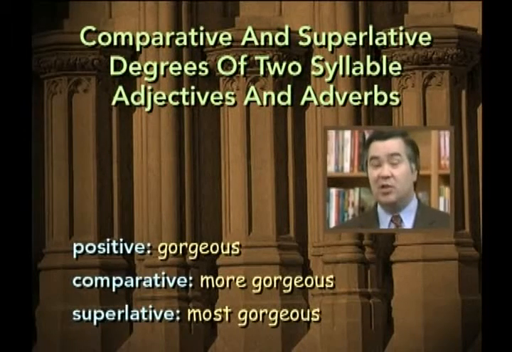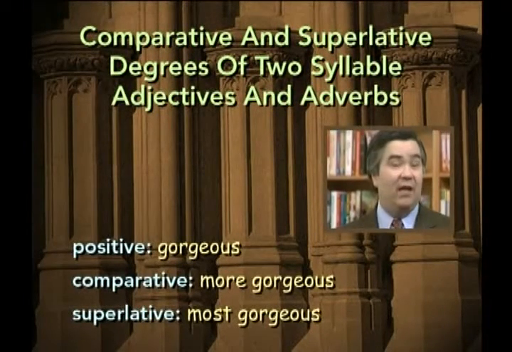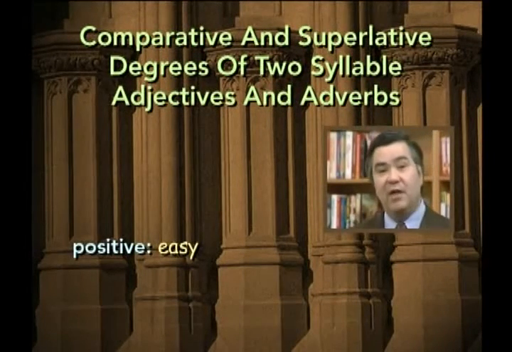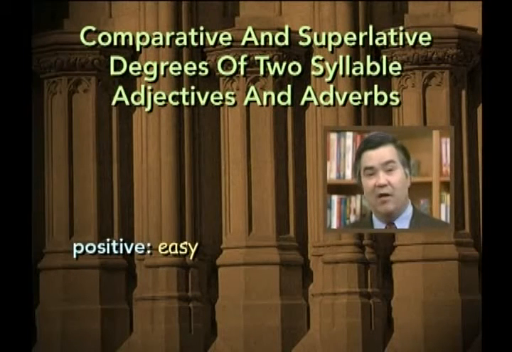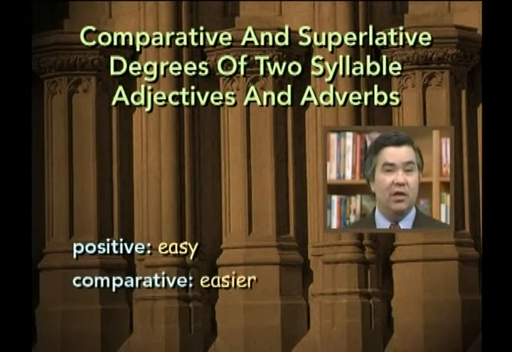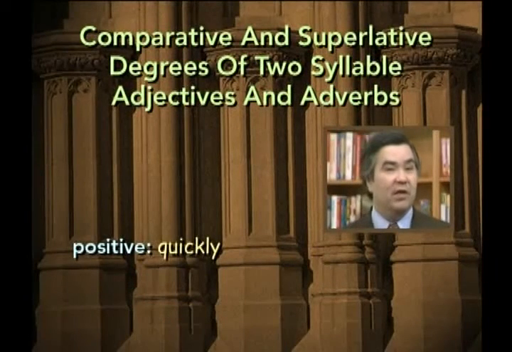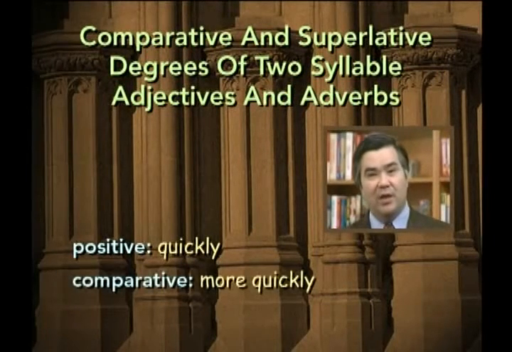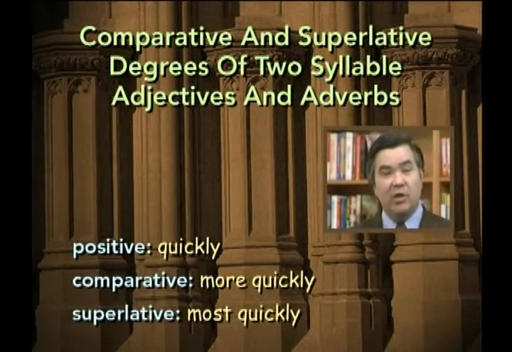You can try this exercise with other 2-syllable adjectives and adverbs. Easy, for example, would probably be translated into the comparative and superlative degrees by adding er and est. Easy, easier, easiest. Quickly, on the other hand, sounds less awkward if you use more and most. Quickly, more quickly, most quickly. When you're dealing with a 2-syllable adjective or adverb, then, use your judgment, try reading aloud the phrase, and you can either use er, est, or more and most in forming the comparative and superlative forms.